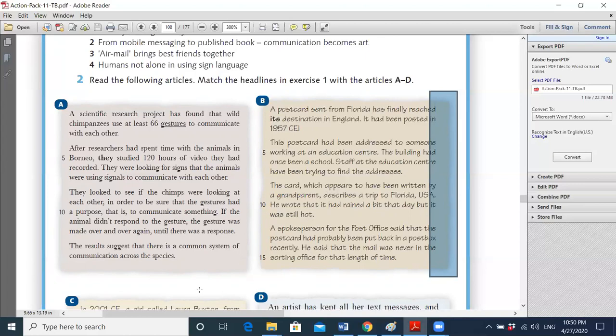So, did the gestures have a purpose? Did they have an aim or a goal? Yes, they did have a goal. And the goal was to communicate a message, an idea. If the animal didn't respond, the gesture was made over and over again. Over and over again, that means repeated. So the chimps, which is a short form of chimpanzee, repeated the gesture or the sign again and again until there was a response.